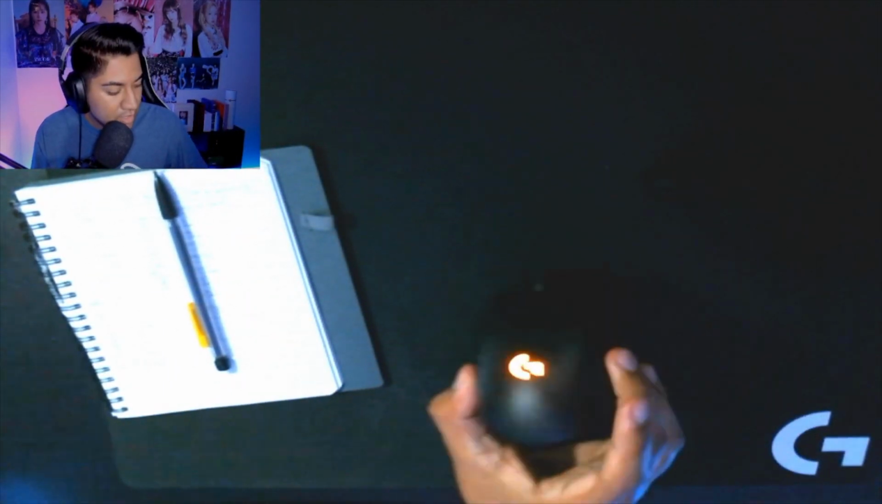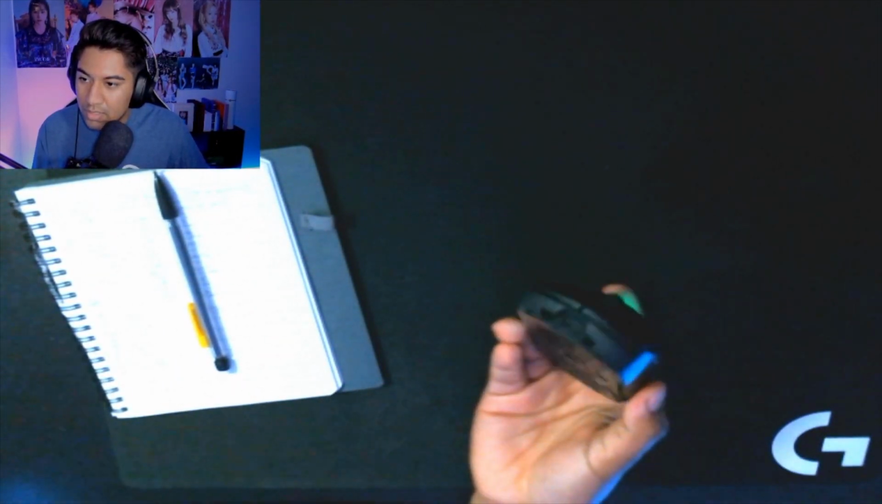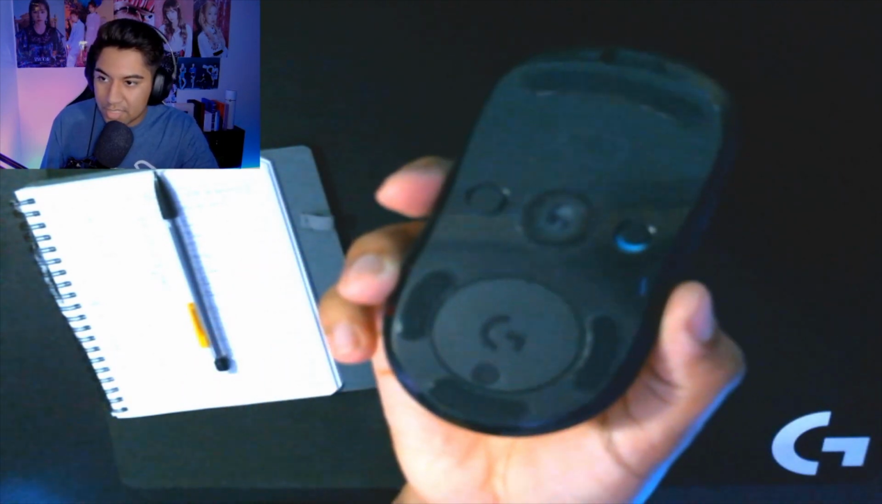What mouse is that? Logitech G Pro. It's really nice. I really like it a lot. G Pro wireless.